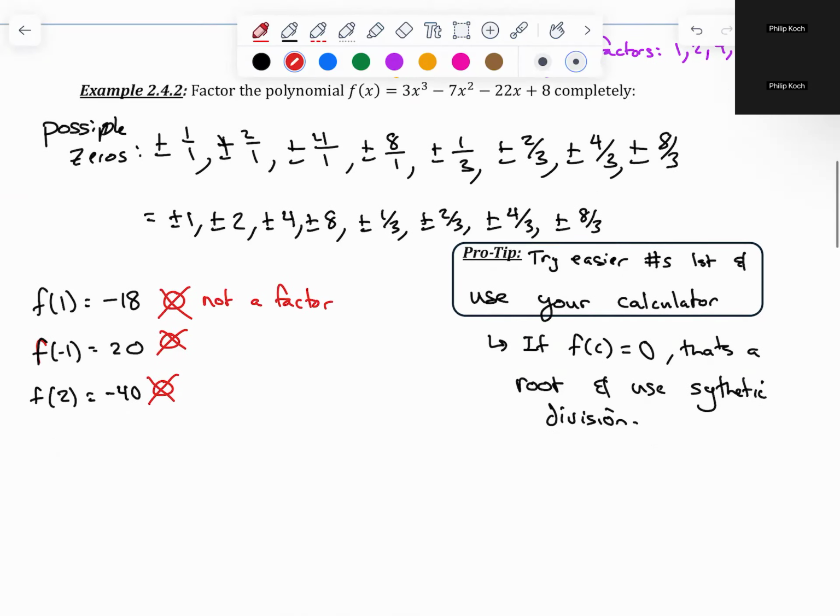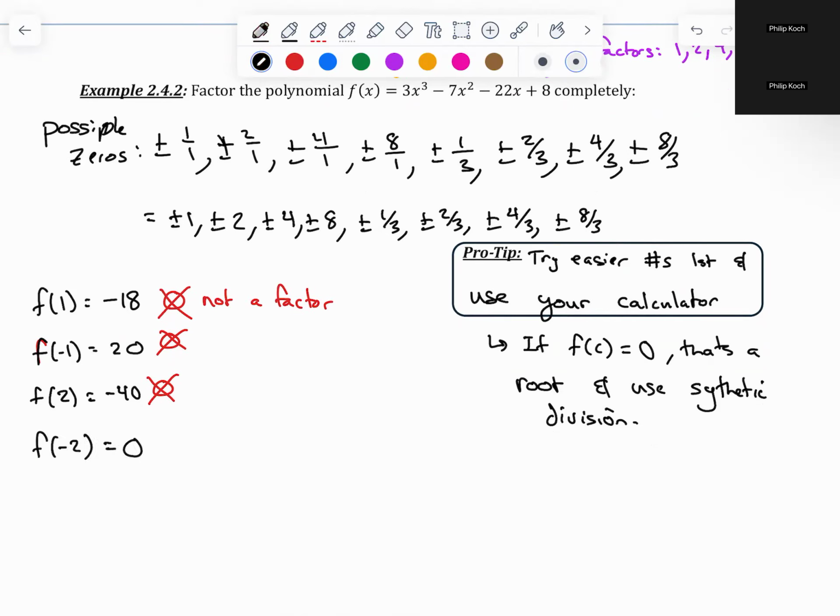But let's try negative 2. We'll just go back into the function, change the 2 to a negative 2, change the 2 to a negative 2, change the 2 to a negative 2, and then press enter. Ha-ha! F of negative 2 equals 0.